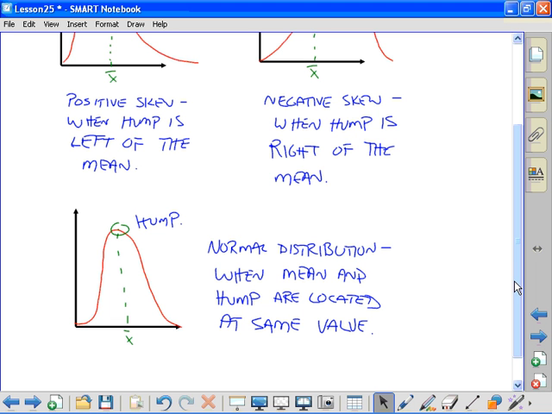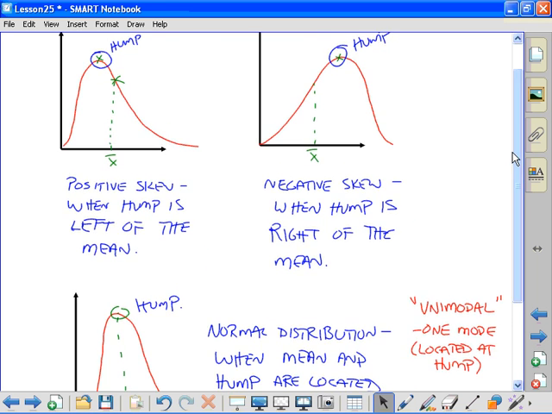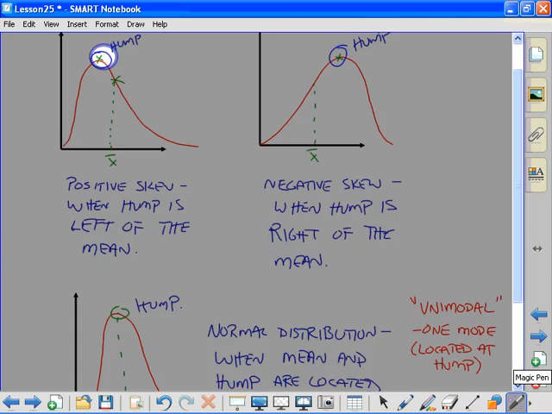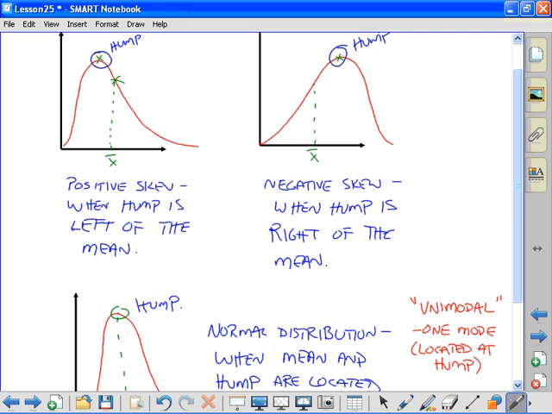All right. So there is that, and this is what we call unimodal. One mode, and in brackets, it's located at the hump. Similar to your frequency diagrams from discrete data, we have unimodal, which means that our mode is occurring here. There's where our mode is. So there's only one mode. And same thing in the normal distribution. There's our mode. So they're all located at the hump.